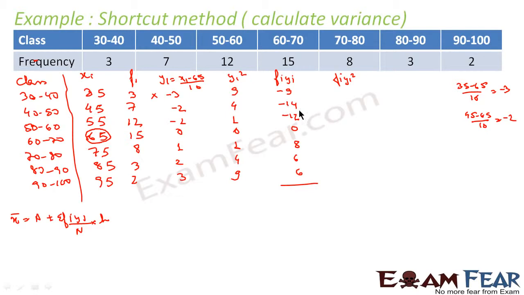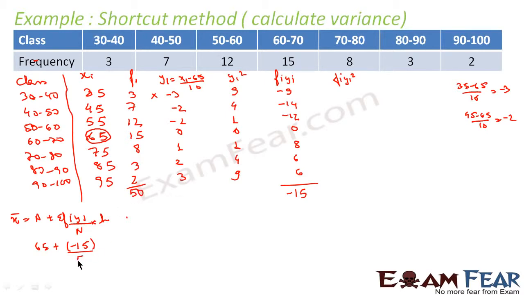Let's add these. Minus 9, minus 14 is minus 23, minus 12 makes minus 35. From minus 35 you add 8, 6 and 6, that is 20. It's minus 15. So sigma fi yi is minus 15, and we can get the actual mean. That will be 65 plus minus 15 divided by n. We know that n is 50. I have to add the frequencies: 7 plus 3 is 10, 10 plus 12 is 22, 22 plus 15 is 37, 37 plus 8 is 45, plus 5 is 50.